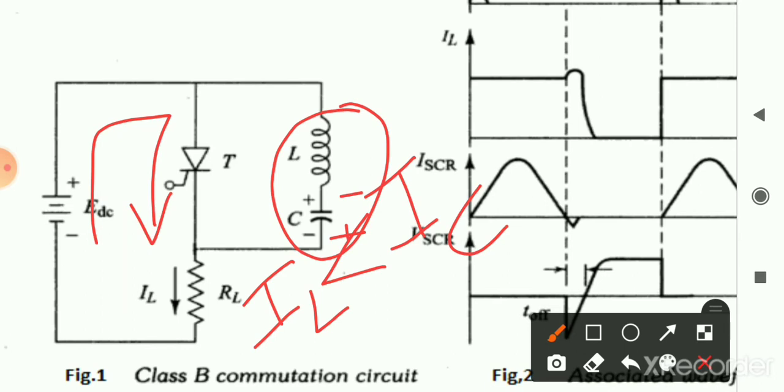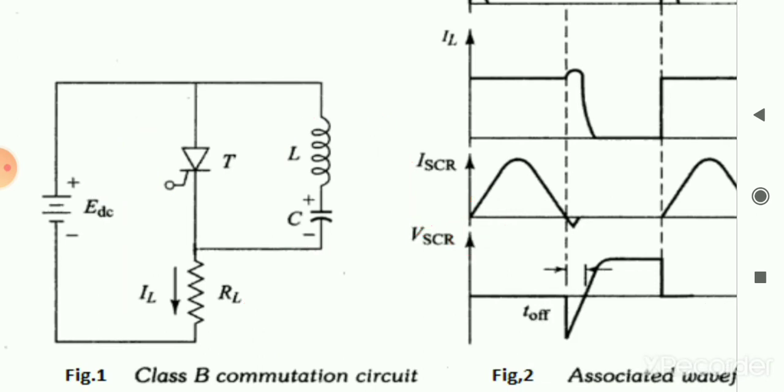Thus when it is fully charged, the thyristor will be on again. So this process will continue again and again. I will repeat once again. When we switch on the EDC, what happens? Capacitor as well as the inductor will charge up to a value of EDC. When I give a gate trigger to the SCR, it will start to conduct.